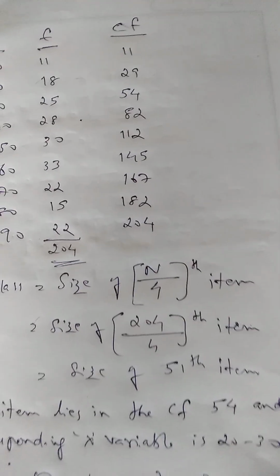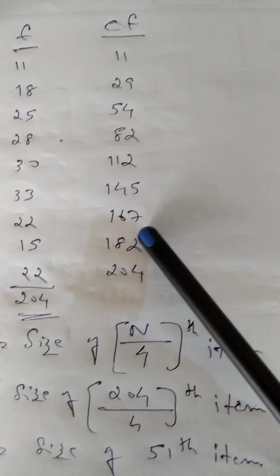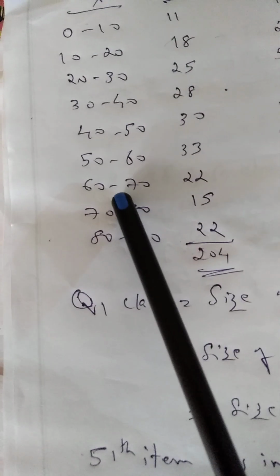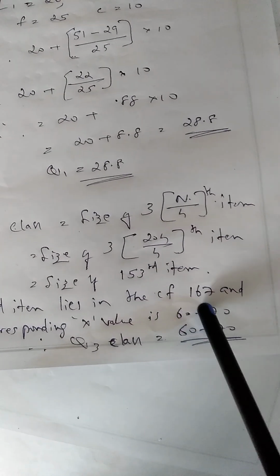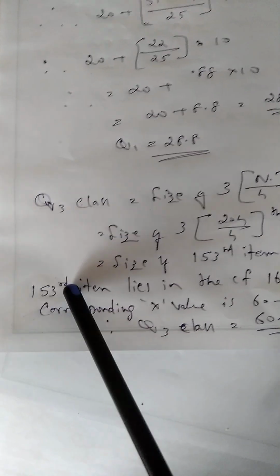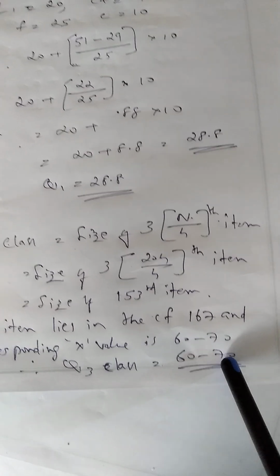So this 153rd item is covered in the cumulative frequency 167, and the corresponding x variable is 60-70. So the Q3 class is 60-70. It is written here: this 153rd item lies in the cumulative frequency 167, and the corresponding x value is 60-70. Therefore, the Q3 class is 60-70. Now from this 60-70, we have to find out the Q3 value.